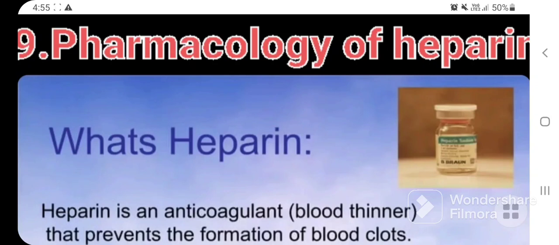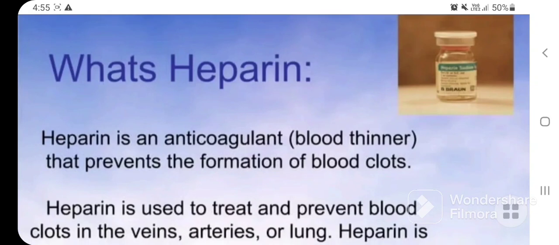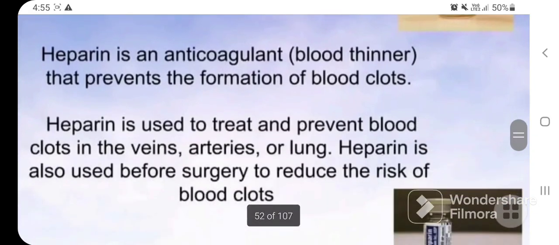Low molecular weight heparins are available in the market only for intramuscular or intravenous routes. They are not given through the oral route. Then what is heparin? Heparin is an anticoagulant, a blood thinner, that prevents the formation of blood clots. Heparin is used to treat and prevent blood clots in the veins, arteries, or lungs. It is also used before surgery to reduce the risk of blood clots.